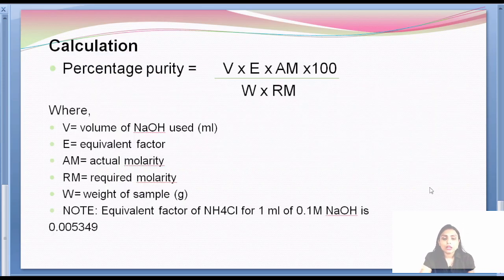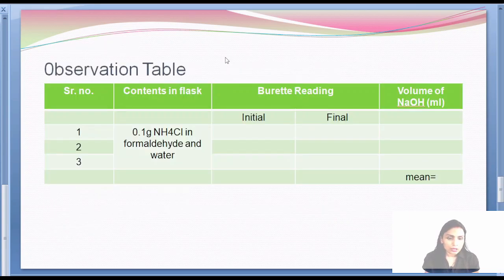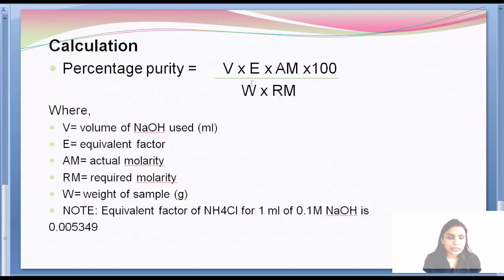Now the calculation. For this we require the formula: percentage purity is equal to V into E into AM into 100, divided by W into RM, where V is the volume of NaOH. This V, the volume which we get from the observation table, we will write here, and E will be the equivalent factor, AM will be the actual molarity.